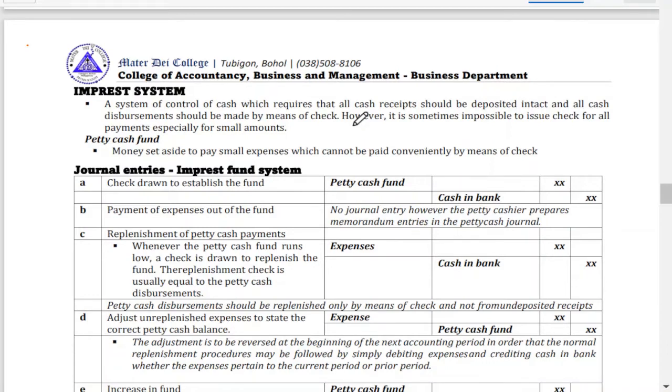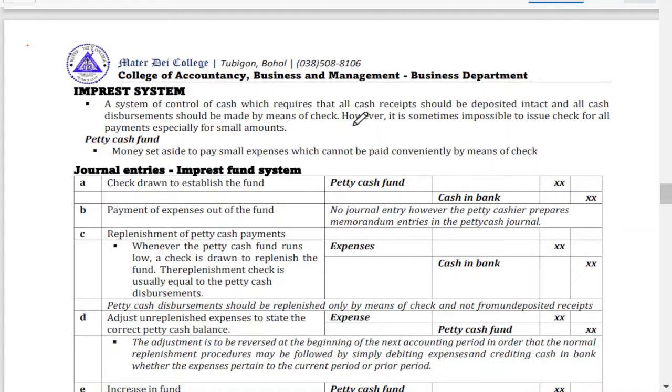So, yung remaining collections natin for that day, pwede pa naman natin na i-deposit na siya bukas, the following banking day. Pero importante na yung mga collections natin, madedeposit natin sa bangko. Kung may babayaran man na mga needed disbursements, expenses, kailangan mag-issue ng cheque. Okay? That's for controlling our cash para mas ma-monitor natin yung receipts at yung mga disbursements.